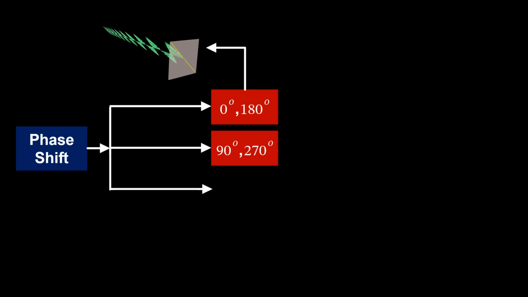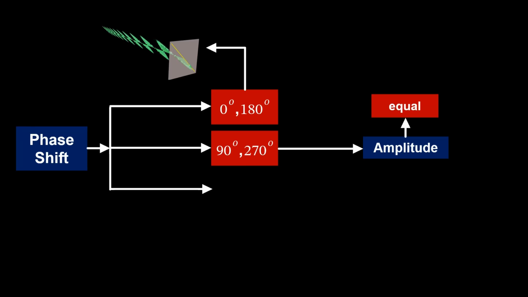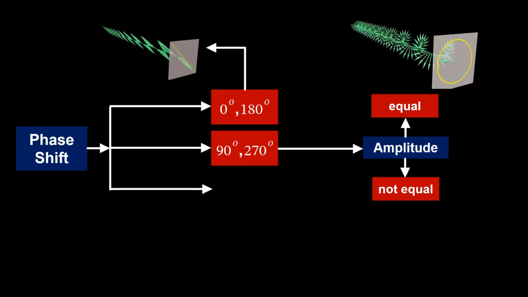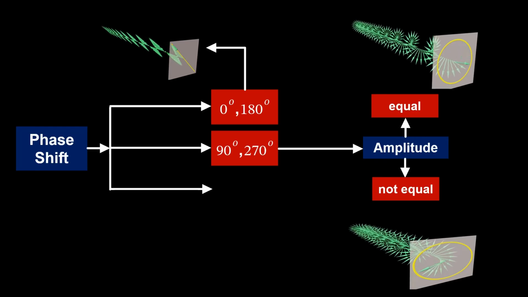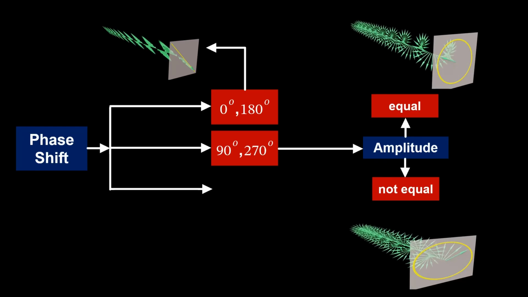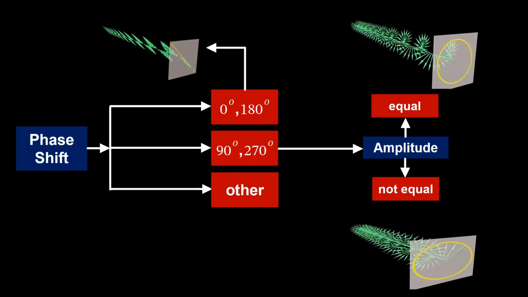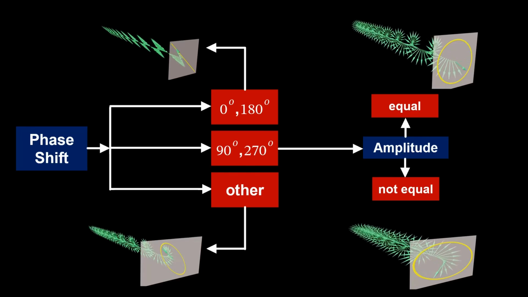Then the resultant polarization may be circular or elliptical depending on the amplitudes. If the amplitudes are equal, then it is circular polarization. If the amplitudes are not equal, then it is elliptical polarization. Finally, if the phase shift is not 0, 90, 180 or 270 degrees, then it is elliptical polarization.